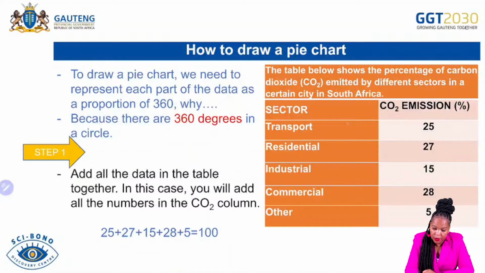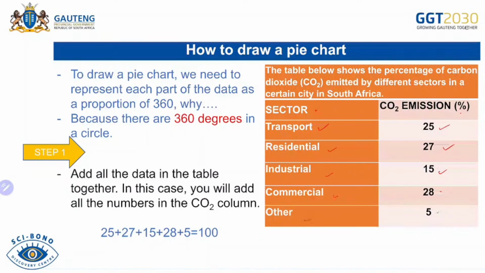This is the sector that is written on the left-hand side. So here you can identify your dependent variable, but you are not going to represent that in a pie chart, because as a pie chart, you just need to put the sectors. Right, so you are going to have the sectors and the carbon dioxide that is emitted. So the first sector is your transport. How much is transport emitting to the environment? How much carbon dioxide? They are emitting 25%. Residential, 27% emission of carbon dioxide. Industrial, 15% of carbon dioxide emission. Commercial, 28%. Other, they will be emitting 5%.